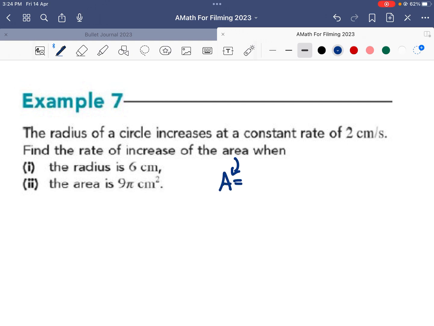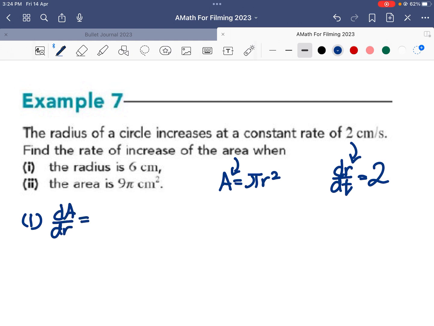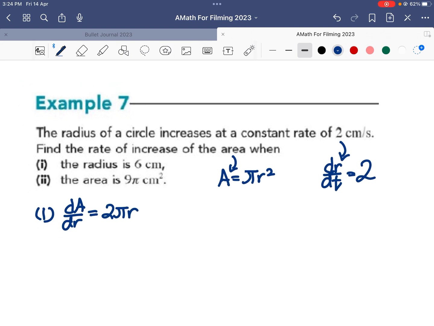So what I can write here is this. The area of a circle is given by something we have learned in primary school, pi r squared. A constant rate of 2 cm per second means that the rate of change of the radius with respect to time is positive 2 cm per second. First, I can find the rate of change of A with respect to r. What I get is 2 pi r.